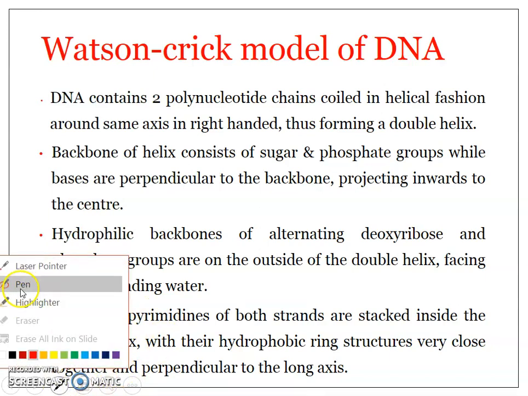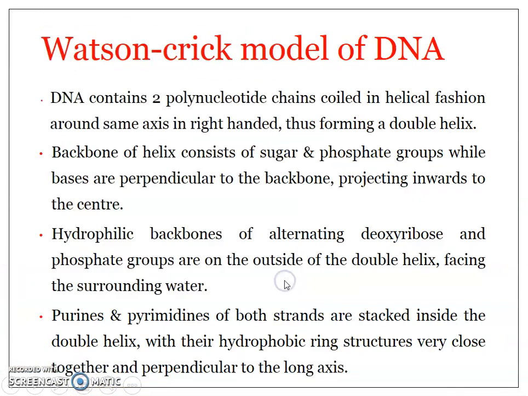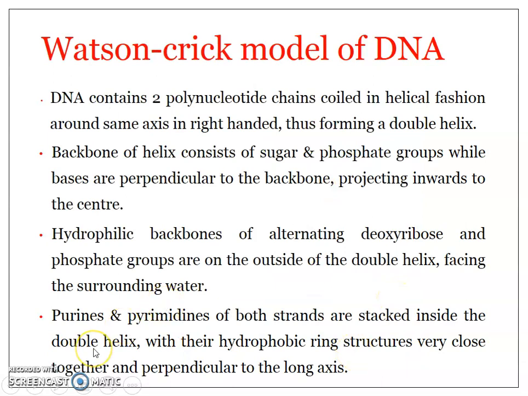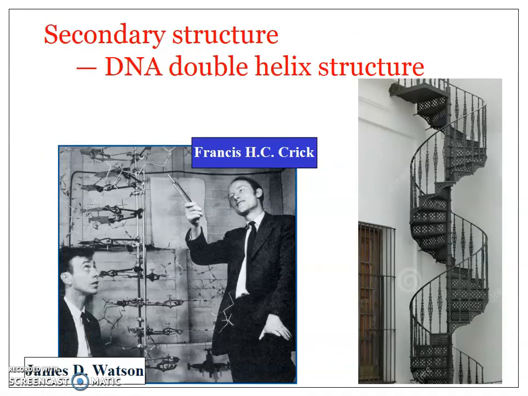Okay, here you can see two helix. This is the backbone, and the pyrimidines and purines on both the strands. This is the purine, two purines on this strand, the pyrimidines on this strand, they are directed towards the center. They are stacked inside the double helix with their hydrophobic ring structures very close together and perpendicular to the long axis. So that is very peculiar about how the sugar and phosphate is arranged and how the purines and pyrimidines are arranged.